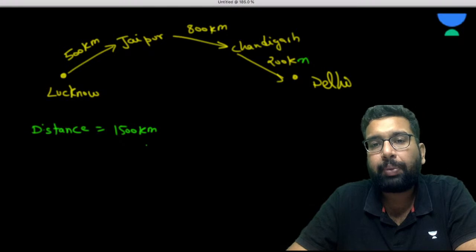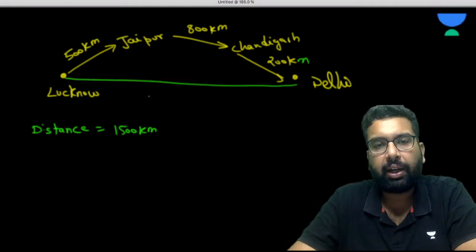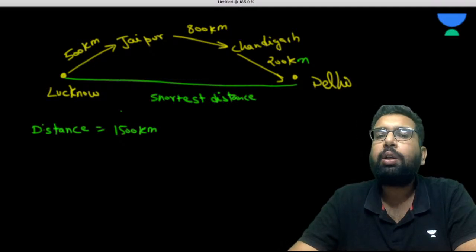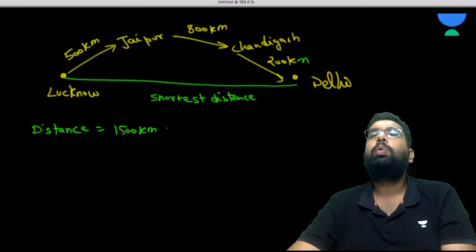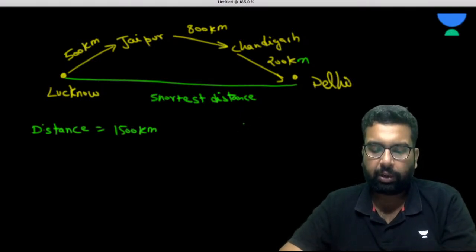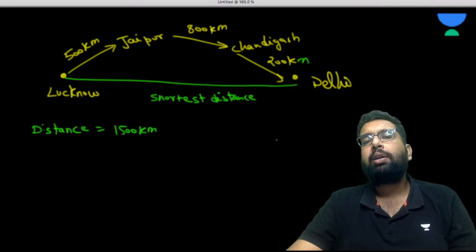But what is the displacement? Displacement is the shortest distance between the initial point and the final point. So from Lucknow to Delhi, if you follow the shortest path, the shortest path becomes the displacement. Did you get it?